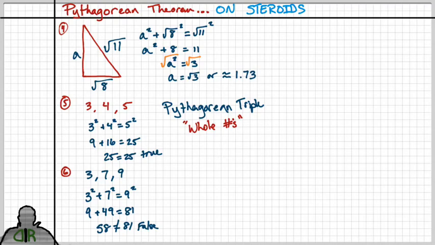You could not draw a right triangle with these 3 side lengths. Okay, not going to happen. It would not be a right triangle. It could be a triangle, but it will not be a right triangle.